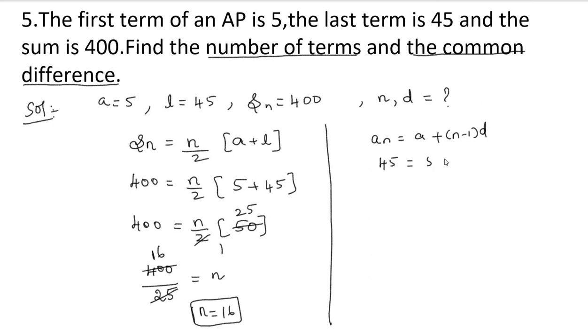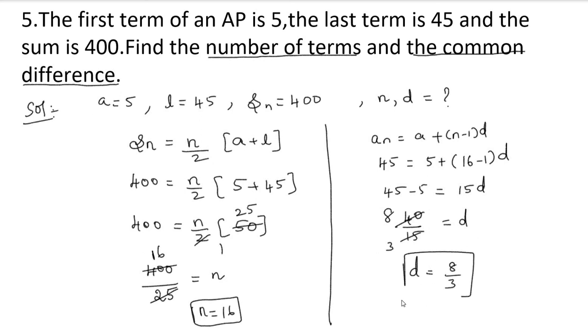That is 45 is equal to 5 plus, we know n is 16, so 16 minus 1 into D. So 45 minus 5 is equal to 15 into D. 45 minus 5 is 40, and this 15 becomes division 15. So 40 by 15, when I cancel, I'll get 8 by 3 using the 5 table. So D I am getting is 8 by 3.